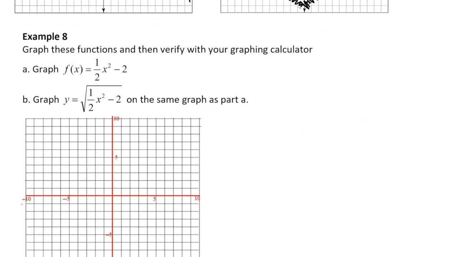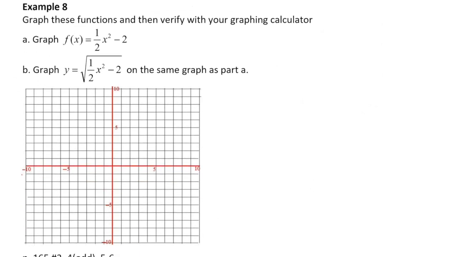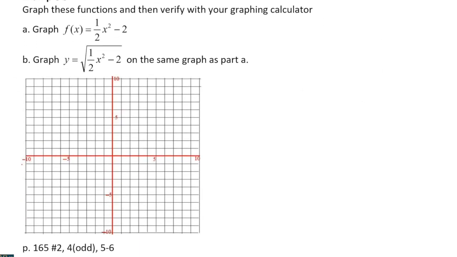All right, let's look at our final example for the day. So now they're saying let's take a function that we can graph. We could graph y = 1/2 x² - 2. We know that's a parabola. It would be a parabola that has a vertex of (0, -2). And if we plotted (0, -2) right here, it has a vertical compression by 1/2.